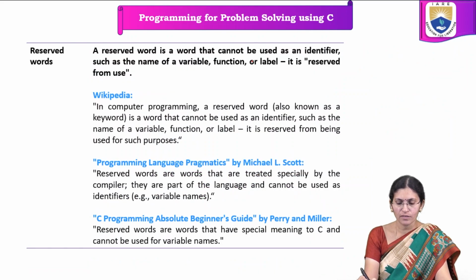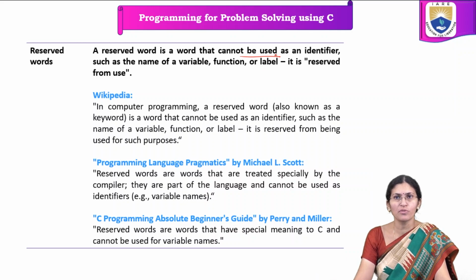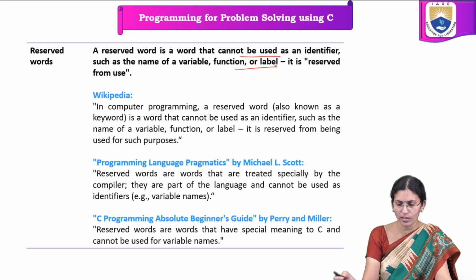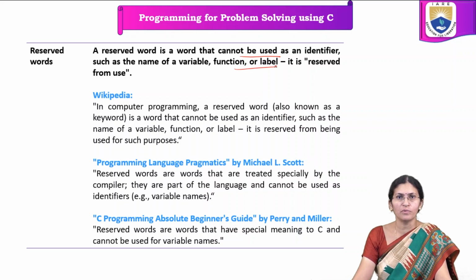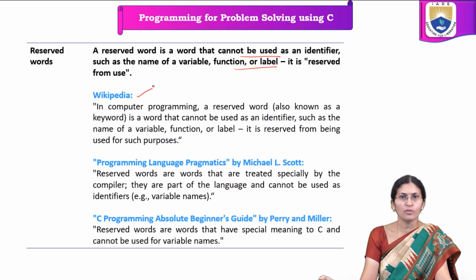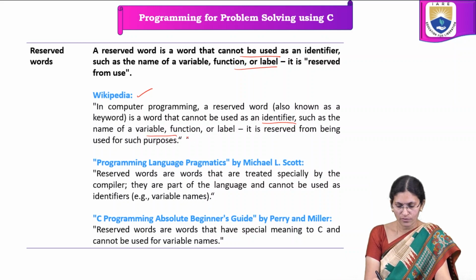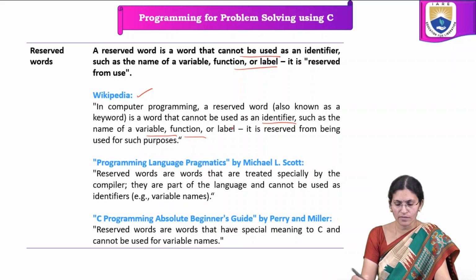A reserved word is a word that cannot be used as an identifier such as the name of a variable, function or label. It is reserved from use. That means we cannot use those words in our programming language. Let us see the definition. According to Wikipedia, in computer programming, a reserved word is a word that cannot be used as an identifier such as the name of a variable, function or label. It is reserved from being used for such purposes.